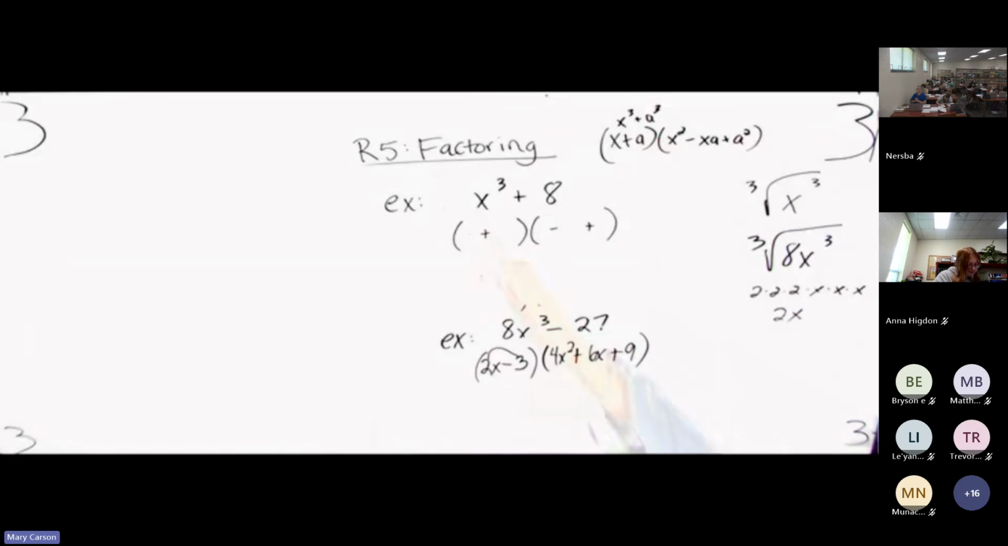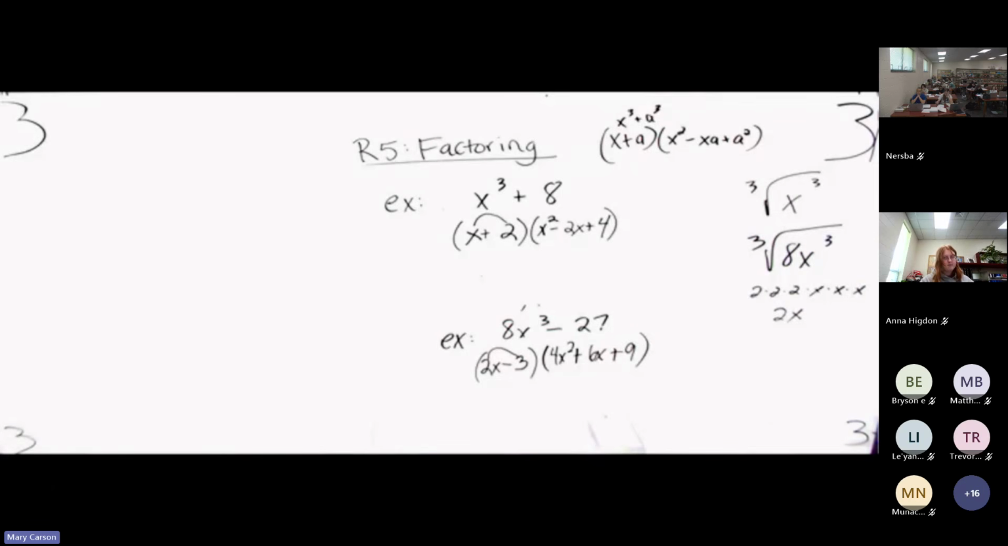So for this one, I am going to cube root this. That's going to give me an x. I'm going to cube root the 8, which is going to give me a 2. And then I square the first term, which goes here. I square the last term. So 2 squared is going to be 4. And in the middle I just multiply the 2 times the x. And I factored that one. So it's really the same process. The only difference is your signs are different for sum of cubes.